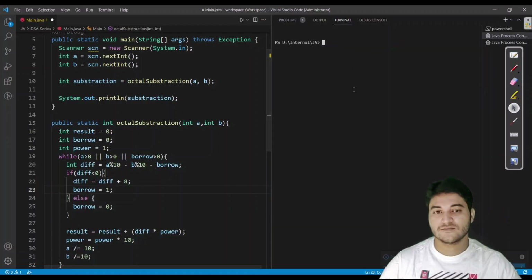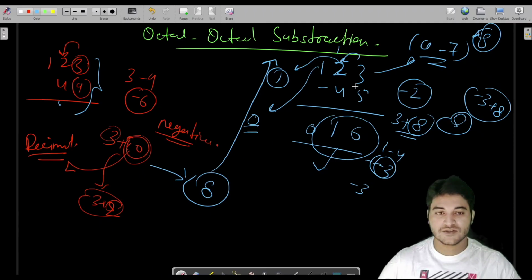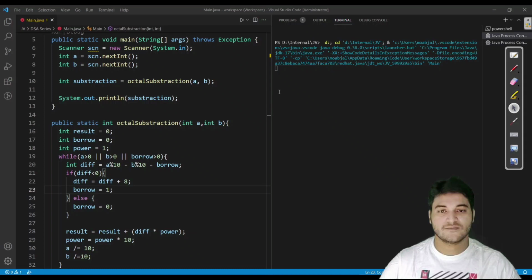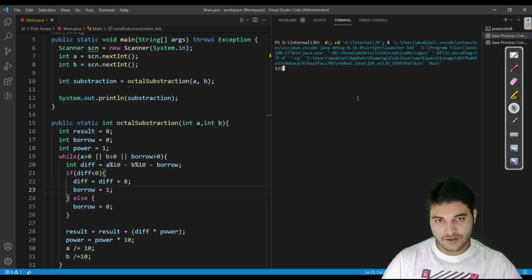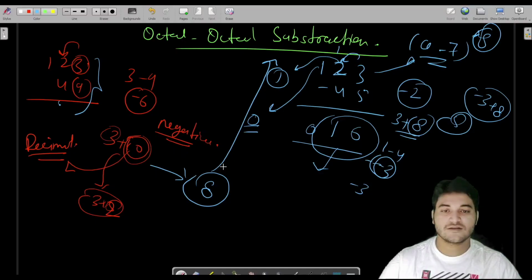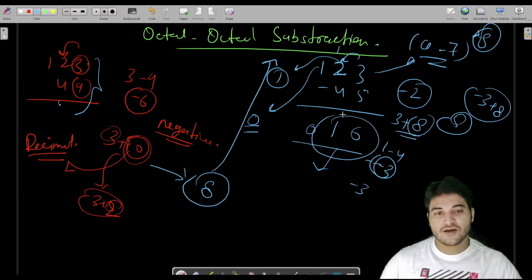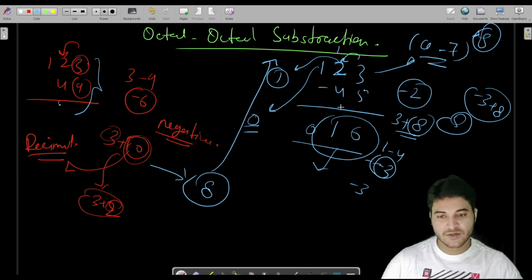Fine. So I hope it should give us the correct output. Let us see the test case, which is 1, 2, 3 and 4, 5. So we are getting 56. Let us see. So here we are getting 1. That means we have made a mistake.